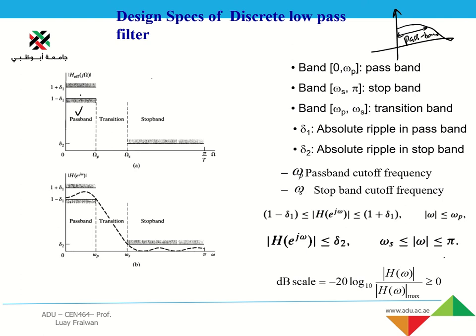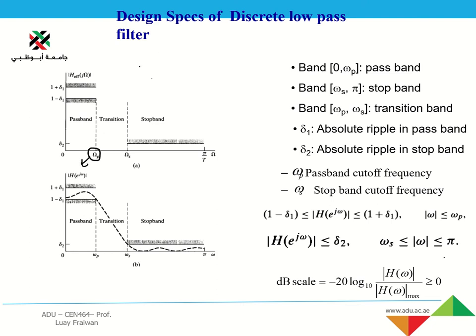Okay, if I draw this here, it will look like this. This is called the pass band and this is called the stop band. The difference between the pass and stop band is called the transition band, and the frequency at which the pass band ends is called the pass band frequency. Remember, we are in a discrete domain.